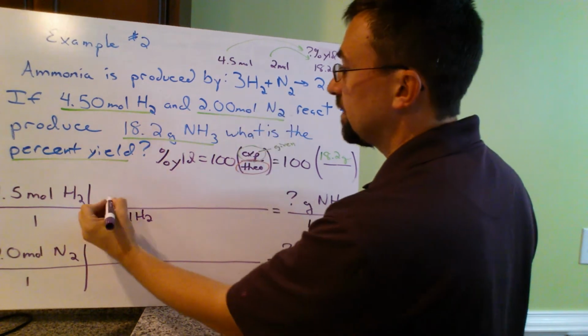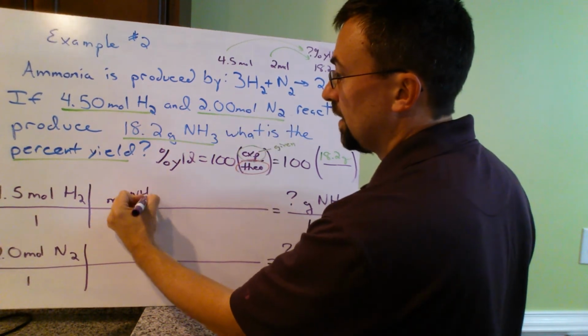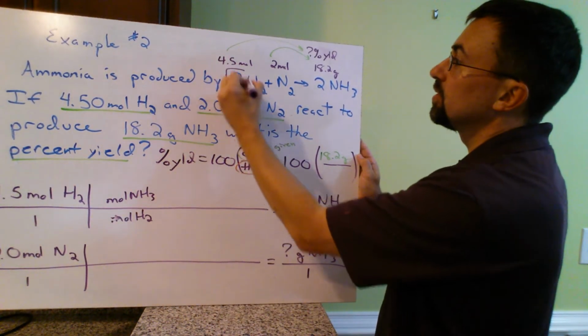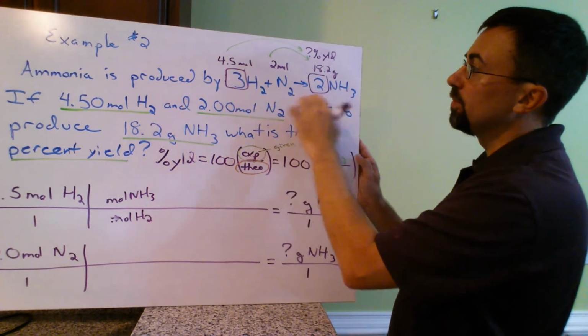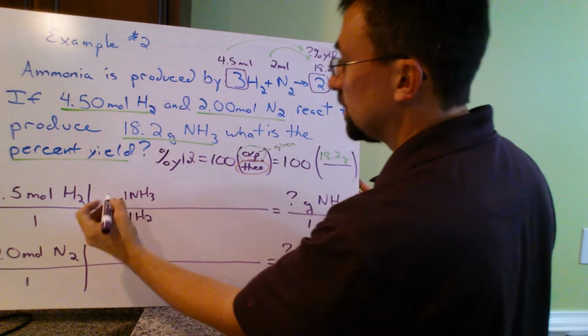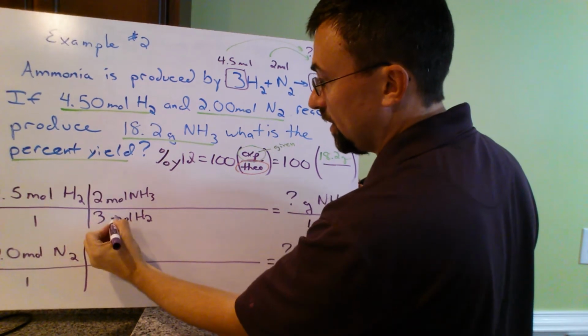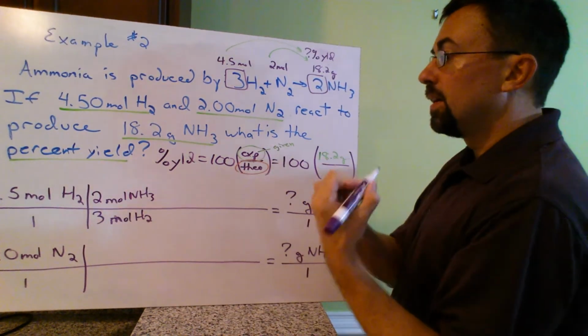We want ammonia on top. Ammonia on top. And again, we just take these numbers straight from here and we keep them with the same compounds. So this stays 2, this stays 3.